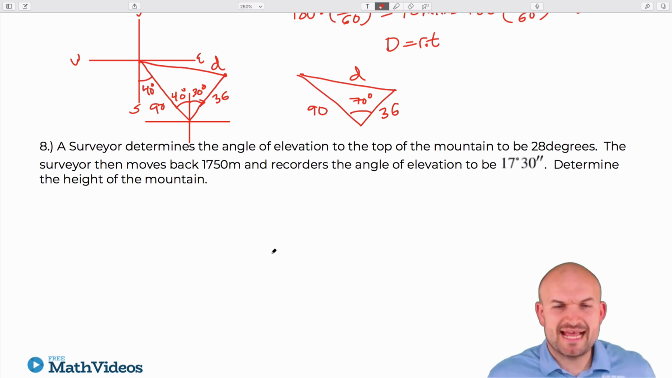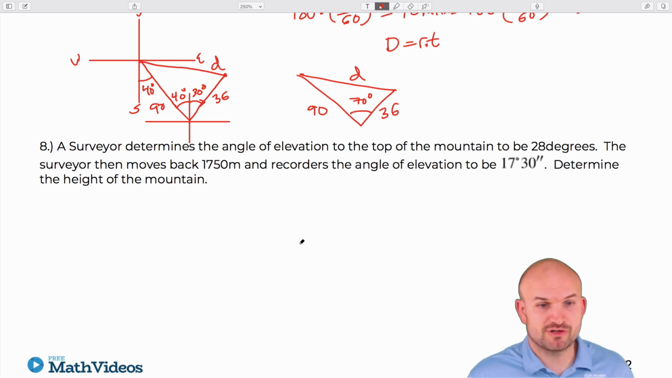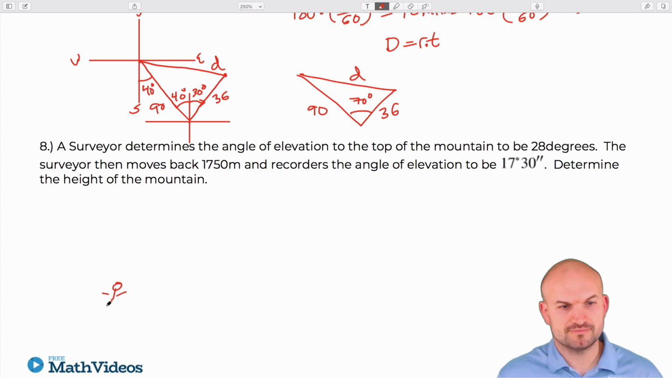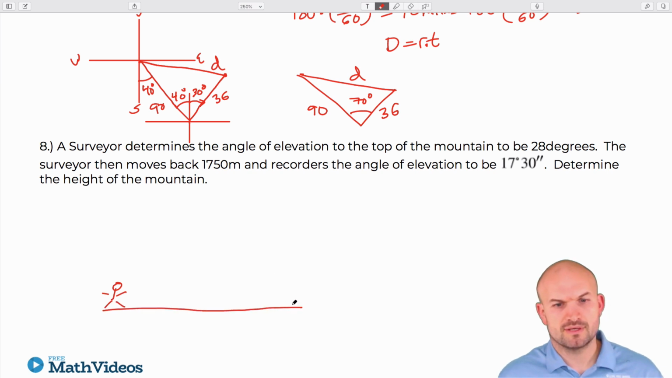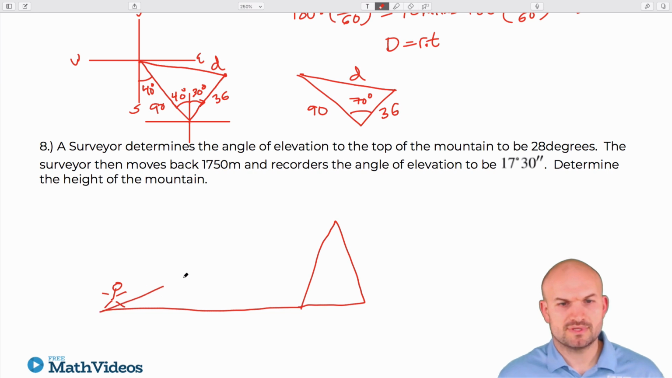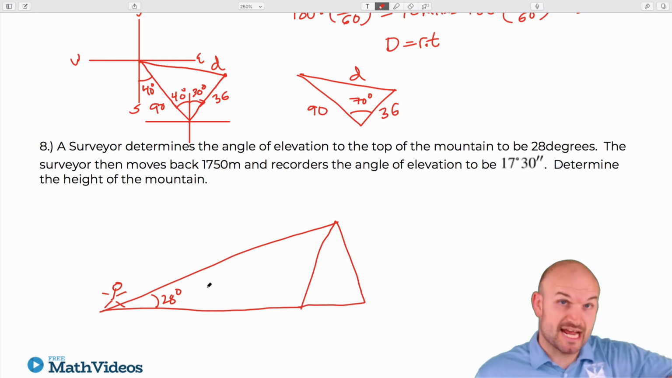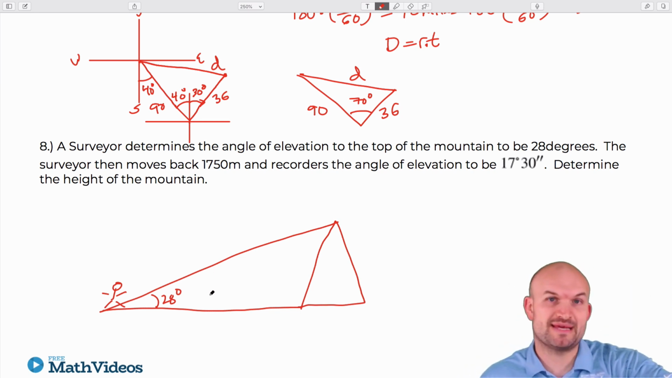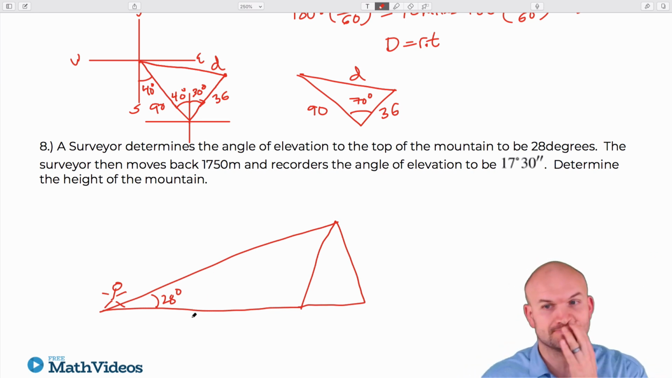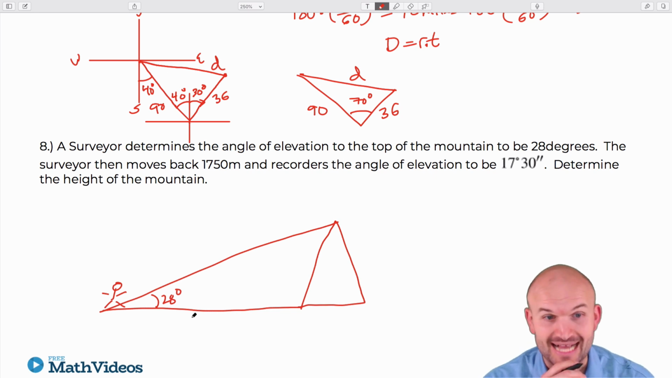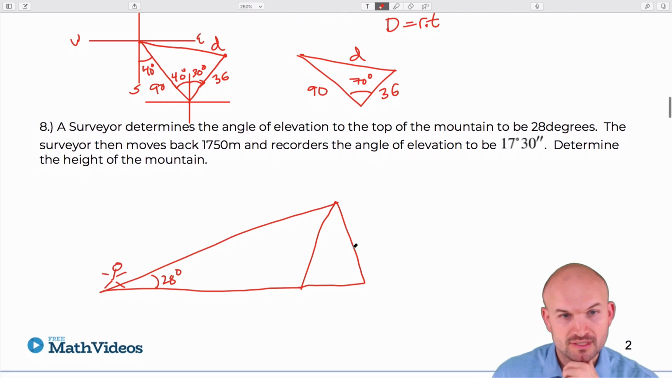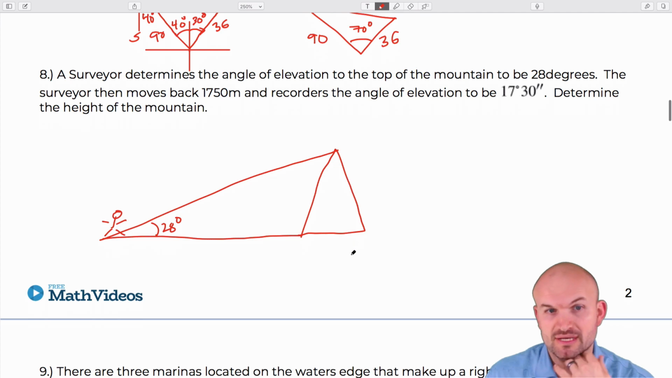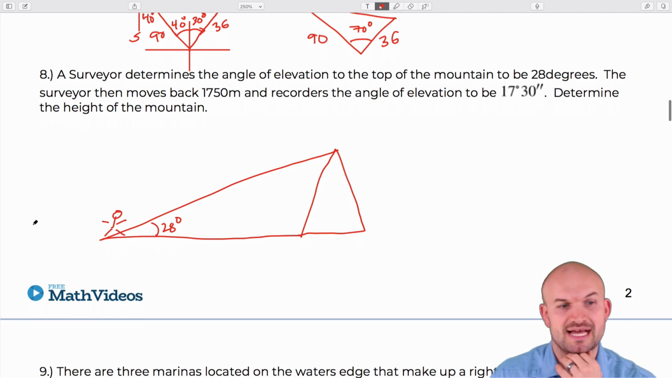All right, a surveyor determines the angle of elevation to the top of the mountain to be 28 degrees. So let's go ahead and have a surveyor, and let's have a mountain. The top of the mountain is going to be 28 degrees, and that's an angle of elevation. Remember, angle of elevation is an angle above a horizontal. Then the surveyor moves back 1,750 meters and records the angle of elevation to be 17 degrees and 30 seconds.